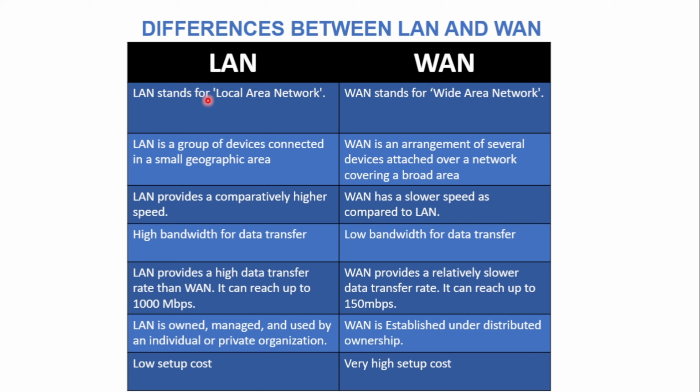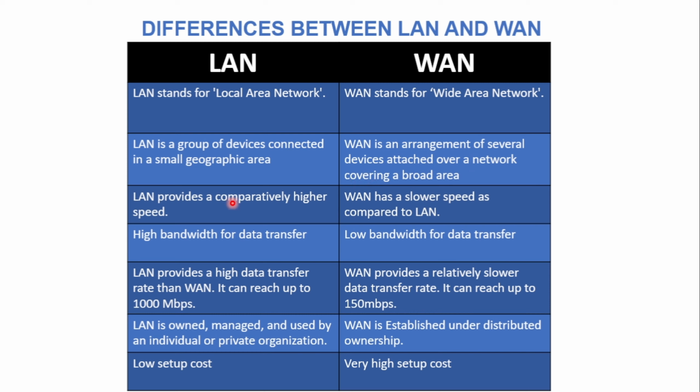LAN stands for local area network, while WAN stands for wide area network. LAN is a group of devices connected in a small geographical area, just like the building, the home, and the offices we discussed earlier. While WAN is an arrangement of several devices attached over a network covering a broad area like a country, continent, or even the entire globe.